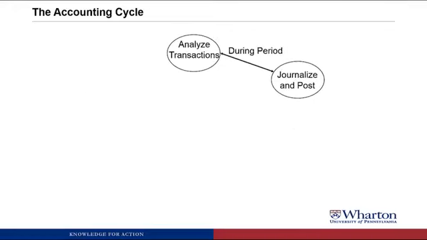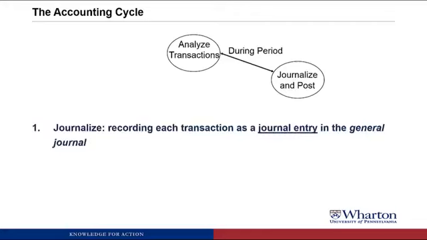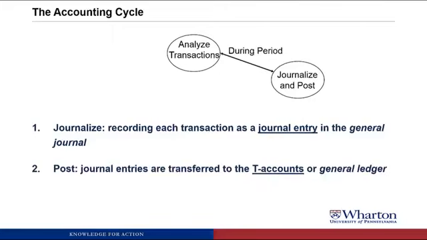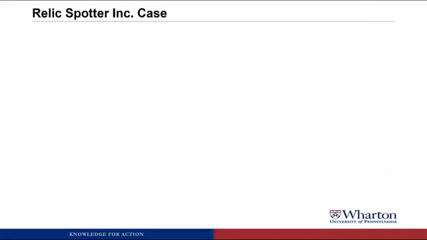We're going to start the case with the first part of the accounting cycle where we analyze transactions and then figure out how to journalize them, which is record each transaction as a journal entry in something called the general journal. Then we're going to post that journal entry to T accounts or general ledger, where we'll keep a running total of the balance in all the accounts. So now let's take a look at the facts of the case.